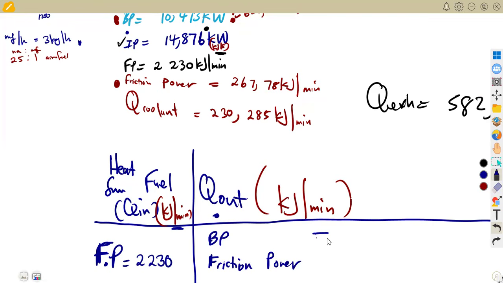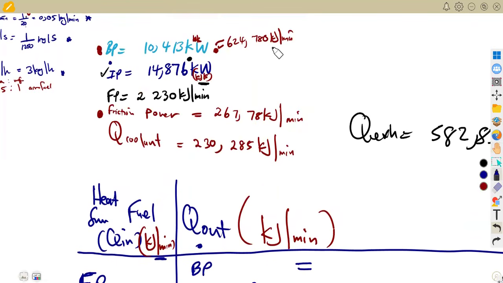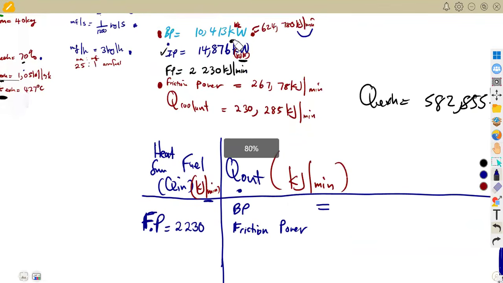So are they in kilojoules? Yes, the brake power, we changed this. You remember, there was that question that forced us to change this. It is kilojoules per minute already. So on this one, this is where I was saying, if you had no question like that, then you would have to change it. That is where you have to multiply by 60, but already we changed that. So this is 624,780 in kilojoules per minute.